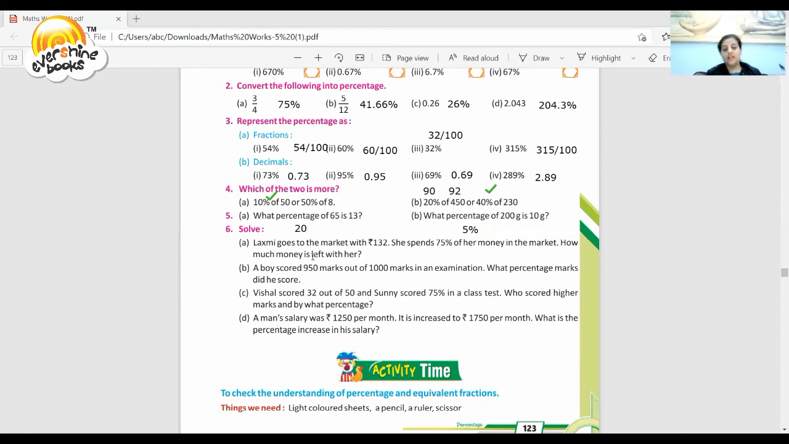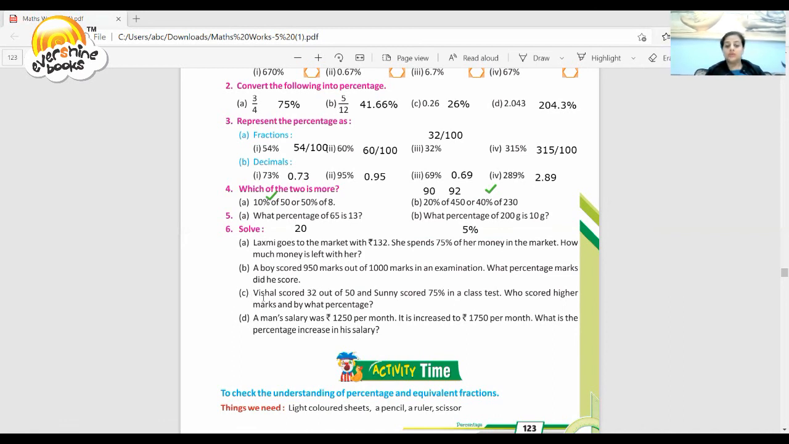Now, solve the following problems. Lakshmi goes to the market with 132 rupees. She spends 75% of her money in the market. How much money is left with her? So you have to take out 75% of 132. Okay. Now, a boy scored 950 marks out of 1000 marks in the examination. What percentage of the marks did he score? 950 upon 1000 into 100 is going to be done.